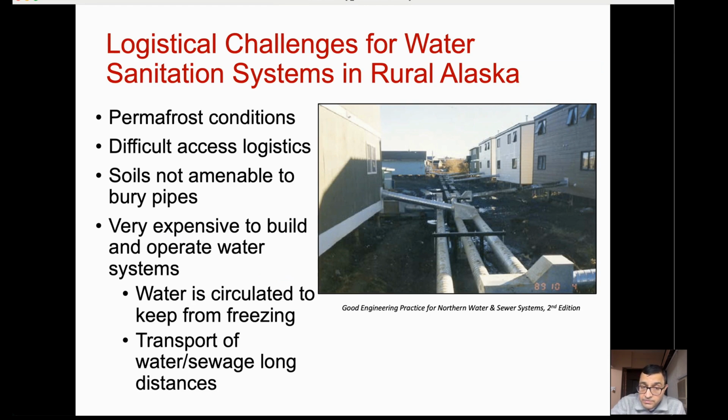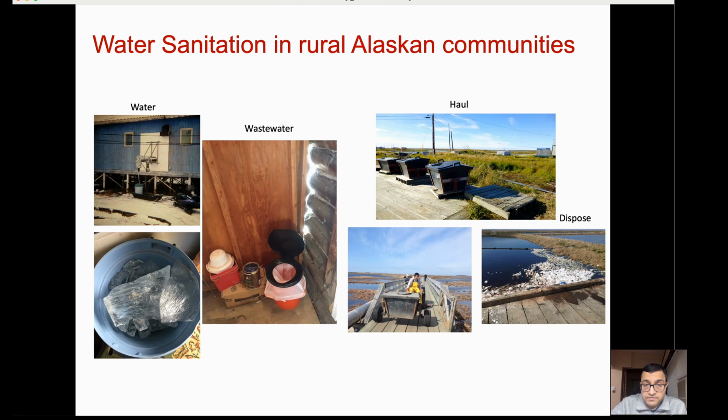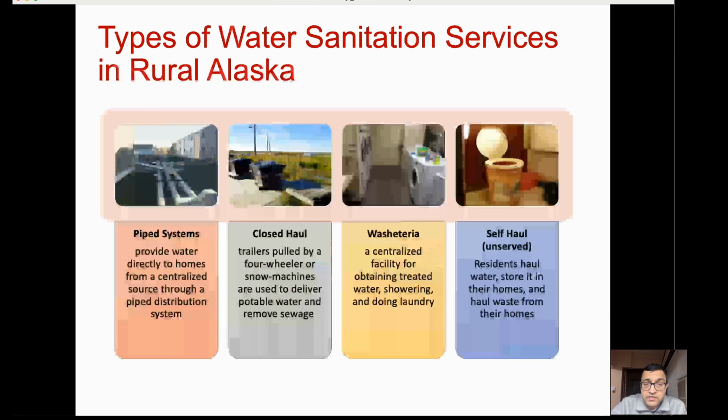Soils are not amenable to being buried in. That leads to very high expense to build and operate water systems. Also, water needs to be circulated to keep from freezing. That adds to that cost. And then there's the transportation of water or sewage over long distances. So a lot of these factors come together and make water and sanitation very difficult in rural Alaska. These are some images taken by my collaborators for a project that we're working on for water and sanitation in rural Alaska communities.